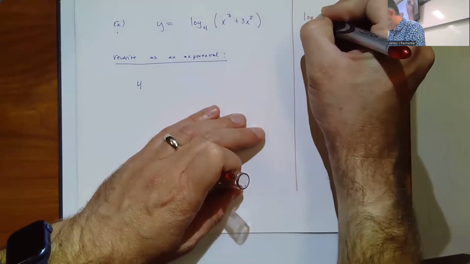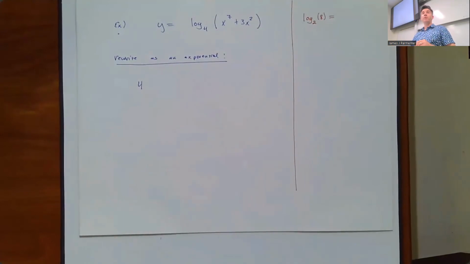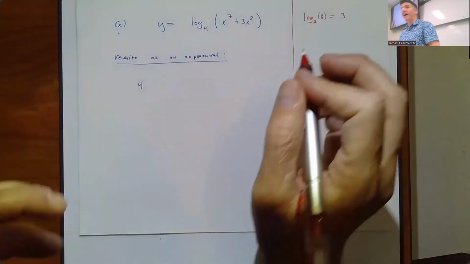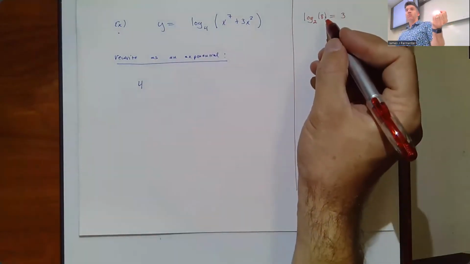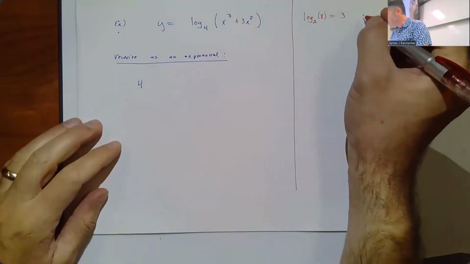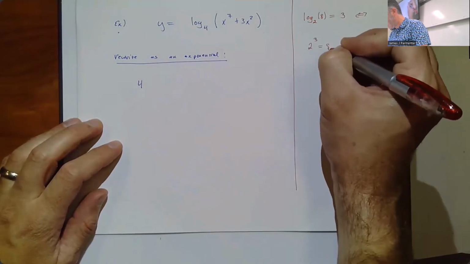What is log base 2 of 8? Right, log base 2 of 8 is 3. Because what a logarithm is really asking for is what exponent do we need to get from this base to this answer? 2 to that exponent equals that number. And that's equivalent to what I just said: 2 to the third equals 8.